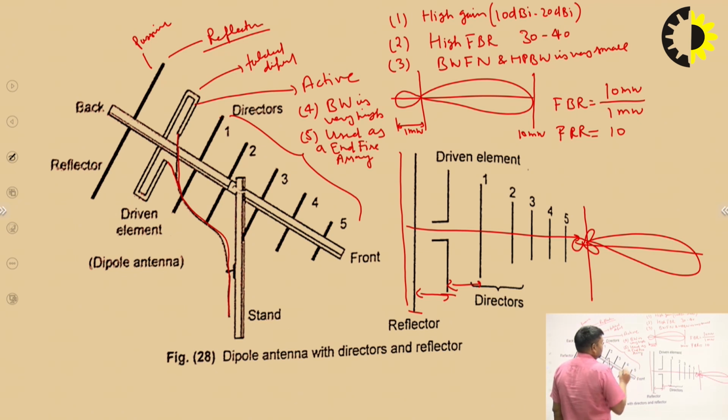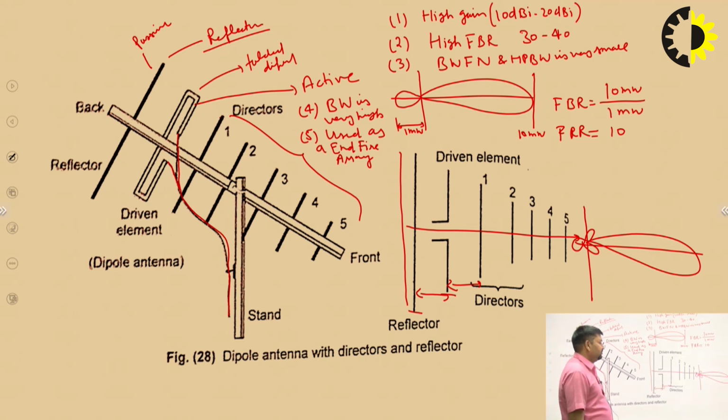How is it used? We have to use this as an end fire array. So what is the meaning of end fire array? Two types of array we have to study here. The first one is the broadside array and the other is the end fire array. In the broadside array, if we place similar antennas with equal spacing with respect to each other, and the radiation intensity is maximum perpendicular to the antenna array axis, or we can say 90 degree or 270 degree, then this type of array is called the broadside array.